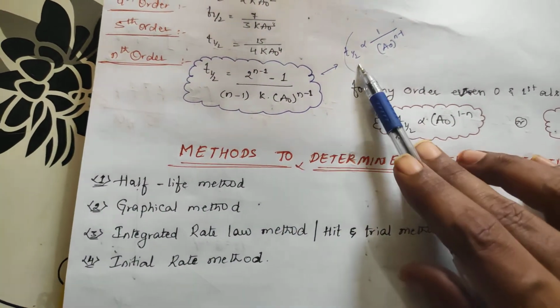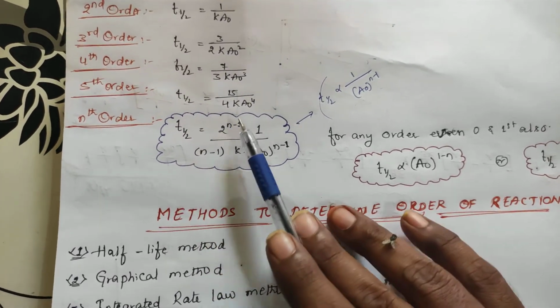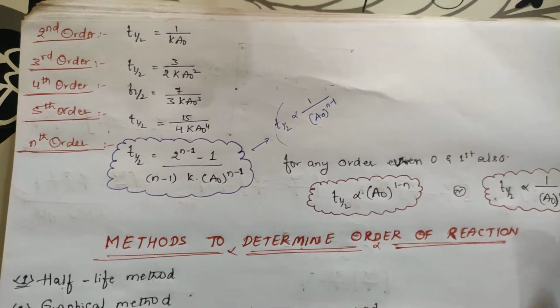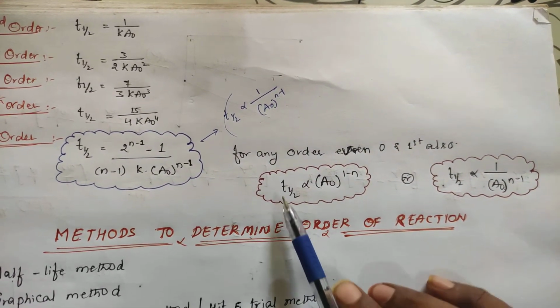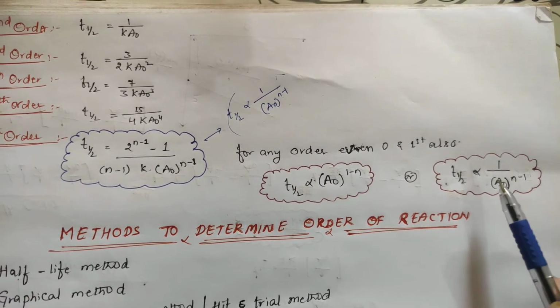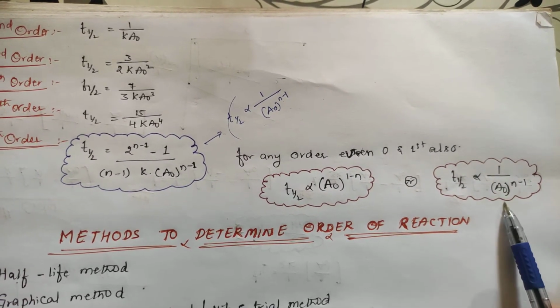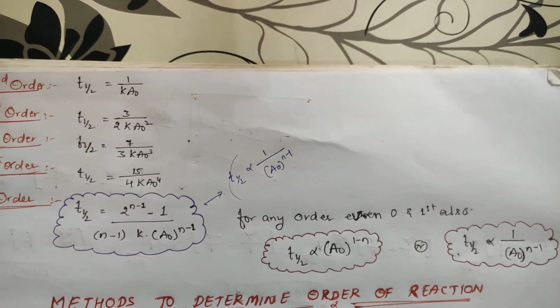But the t half equation, whatever you calculate from the integrated nth order equation, is applicable for all the orders, whether it is a zero order reaction or first order reaction. So you can take it as t half is directly proportional to a naught whole power 1 minus n, or t half inversely proportional to 1 by a naught power n minus 1. This is how t half depends upon the concentration.